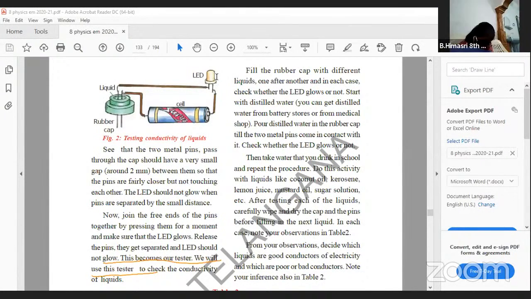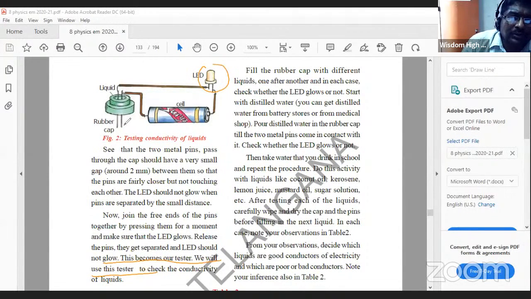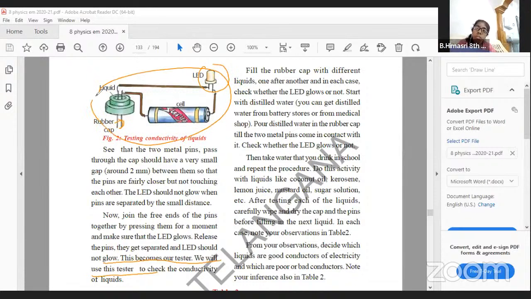When we close these two pins, then the LED bulb can glow. And when we leave these two pins separately, then the LED bulb cannot glow. This whole arrangement acts like a tester.